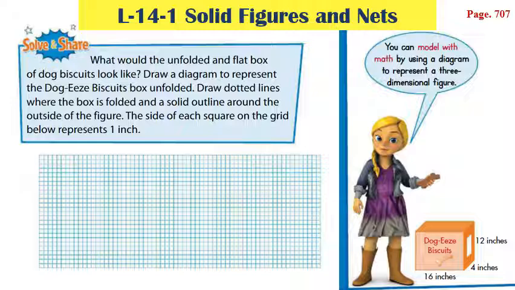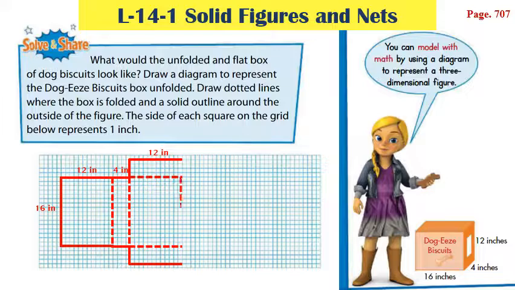You have drawn the diagram of the doggies biscuit box. Very good. You were appropriate in drawing the diagram. The box has the following dimensions. Base length, 16 inches. Base width, 4 inches, and height, 12 inches.